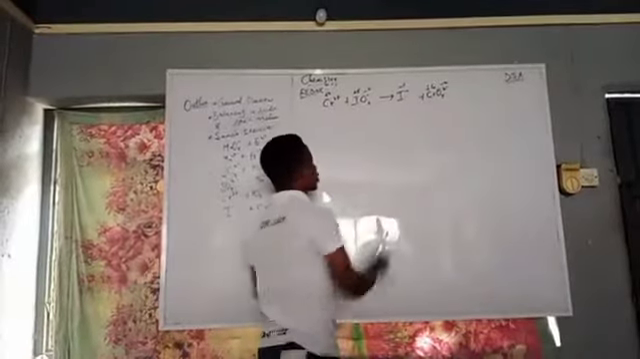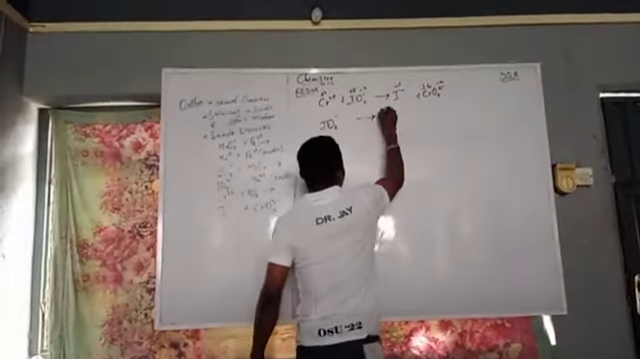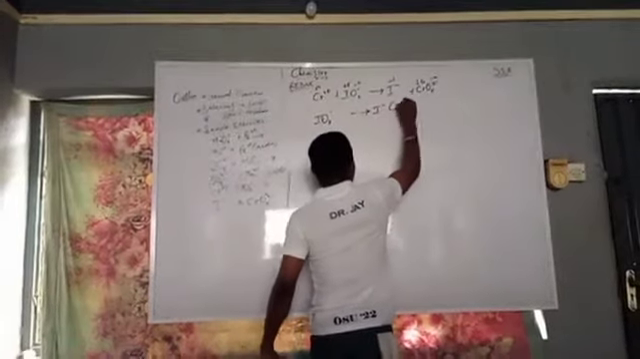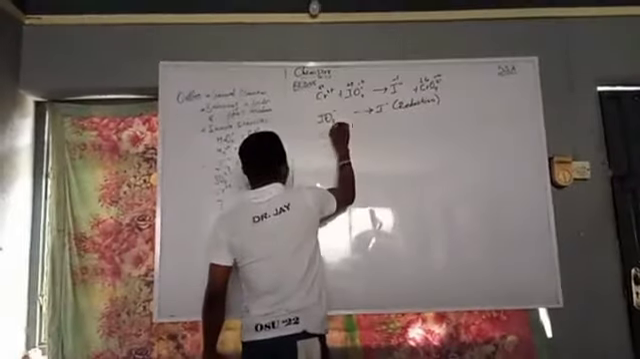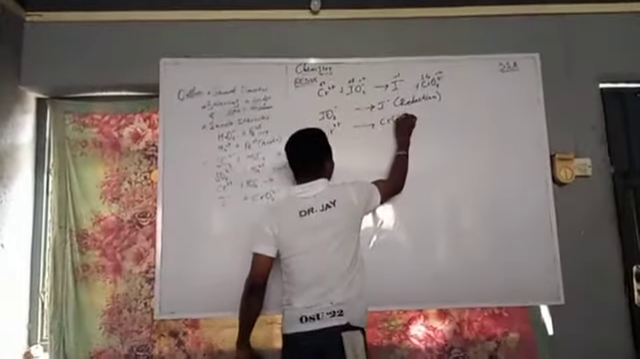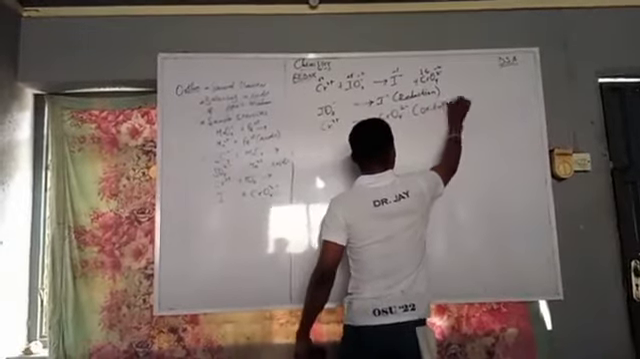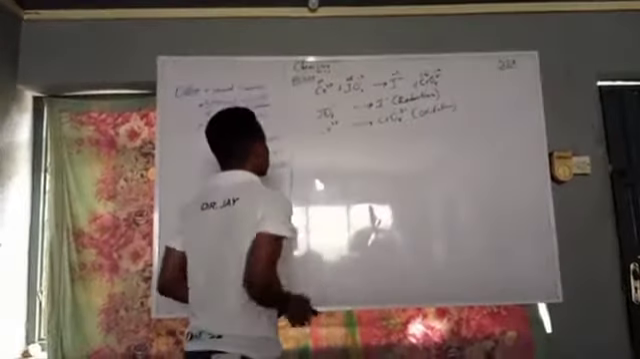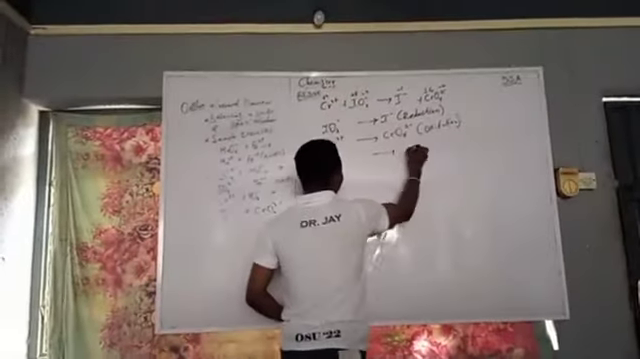Always start with the reduction, don't forget. So you have IO3 minus to I minus, that is your reduction. And then Cr3 plus to CrO4 2 minus, that is your oxidation. Okay, good. Let's start with the reduction part. So you have IO3 minus to I minus.